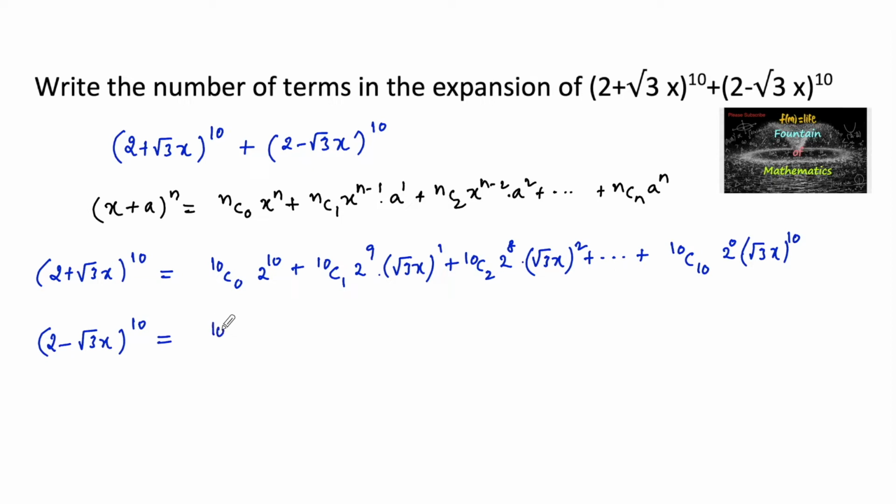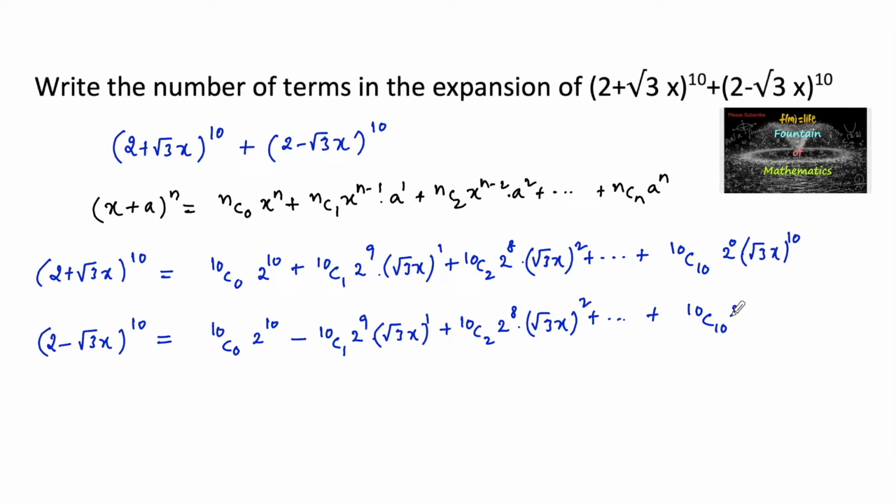So which comes 10C0 2^10 and here minus 10C1 2^9 into (√3x)^1. For odd powers we will get negative. So plus again 10C2 2^8 into (√3x)^2 and so on plus 10C10 2^0 into (√3x)^10.